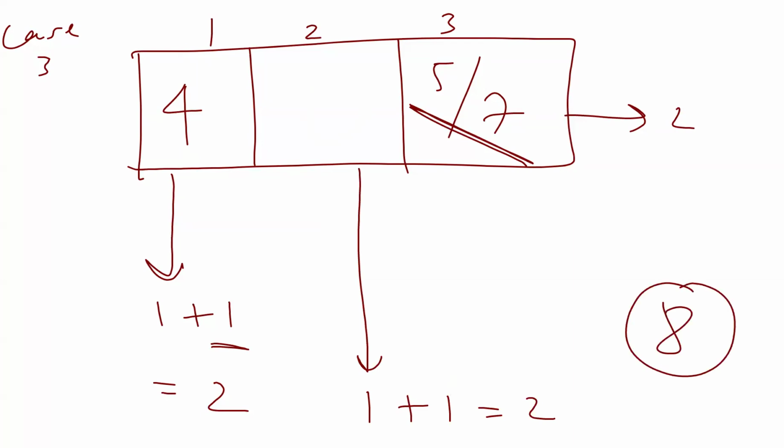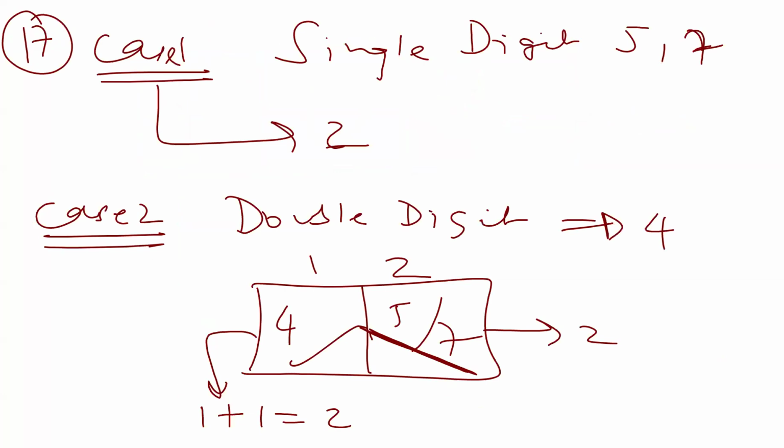So 8 plus 2, that is 10, and case 2, the answer is 4. 10 plus 4, which is equal to 14. So this is for repetition not allowed. Now for the repetition is allowed part.